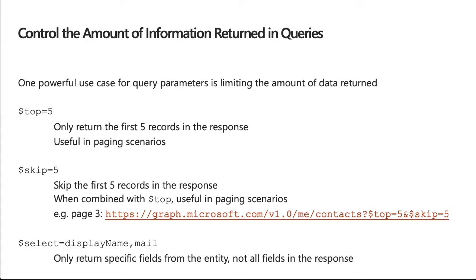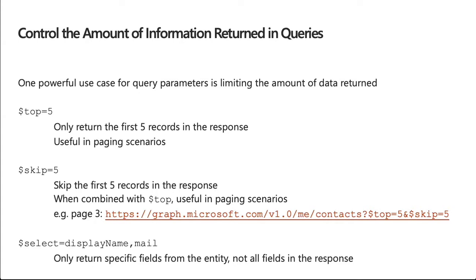You could combine the $top and $skip parameters to implement a paging solution. For example, consider the scenario where you want to display 5 items at a time. Page 1 would only include $top equals 5, while page 2 would include $top equals 5 and $skip equals 5 to skip the first 5 results that were shown on page 1, but get the next 5 records to display.